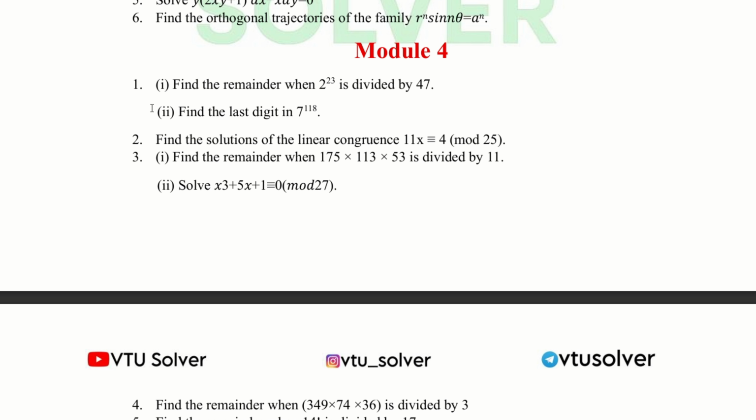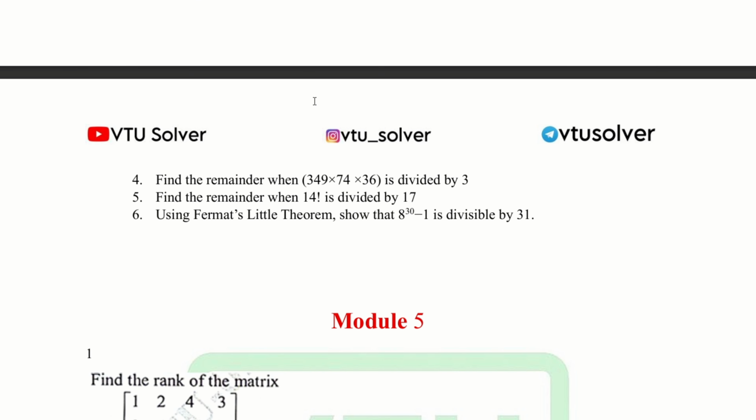And the sub question second is solve x power 3 plus 5x plus 1 congruent to 0 mod 7. And the fourth question is find the remainder when 349 into 74 into 36 is divided by 3. And the fifth question is find the remainder when 14 factorial is divided by 17. And the last question is using Fermat's little theorem show that 8 power 13 minus 1 is divisible by 31.